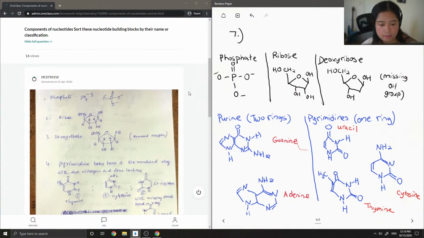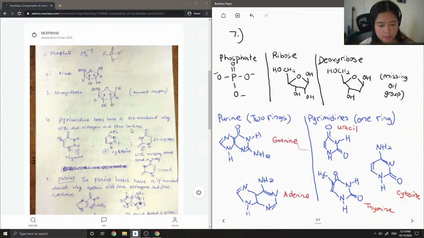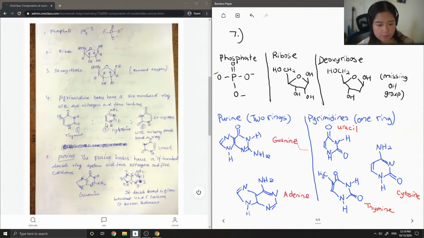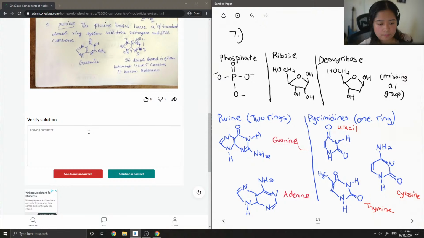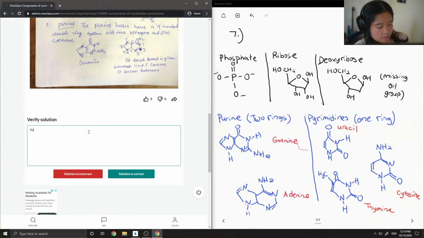Okay, so let's see what they said. Phosphate, ribose, deoxyribose has a removed oxygen. Pyrimidines have a 6-membered ring, and then the purines have a 9-membered double ring system with 4 nitrogens and 5 carbons. So solution is correct.